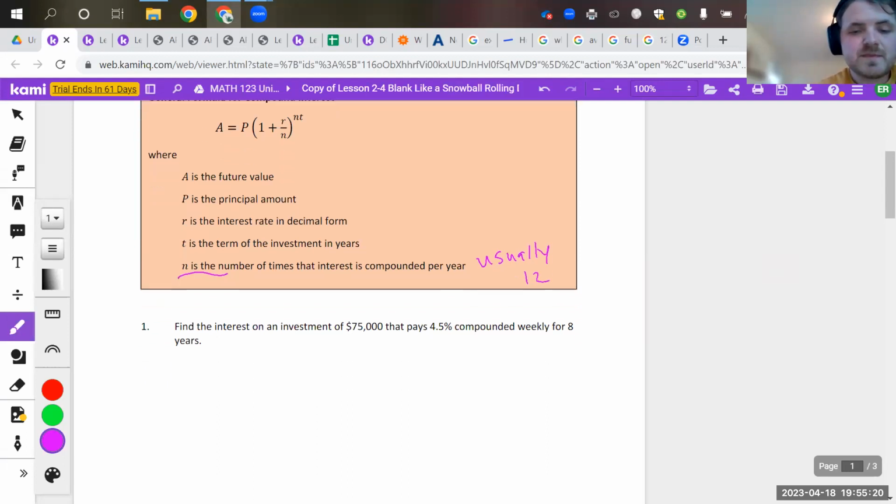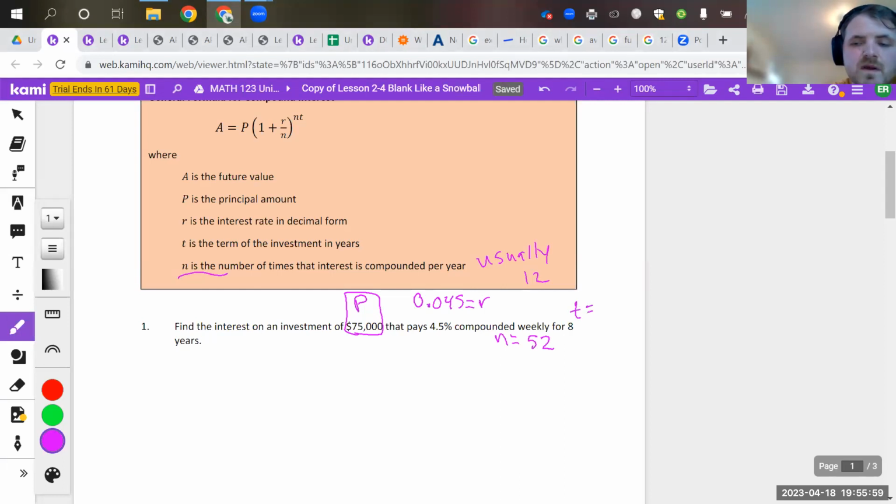monthly. So if we're trying to find the interest on an investment of $75,000, that's going to be my principal, because that's what it started as, and it pays 0.045. Hopefully it's never confusing that sometimes I leave off that zero in front; I'll try to put it more frequently. It's compounded weekly, so N is 52. This was my R value, by the way, and my T value is 8 years.